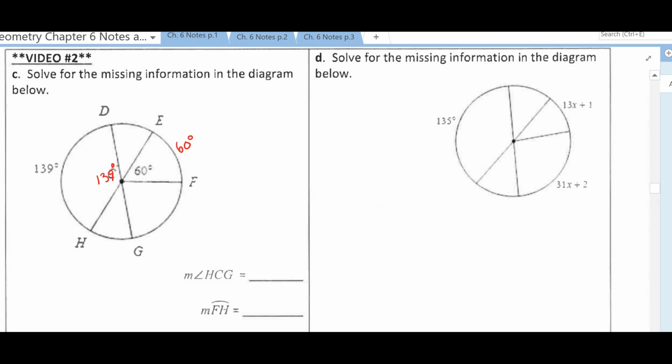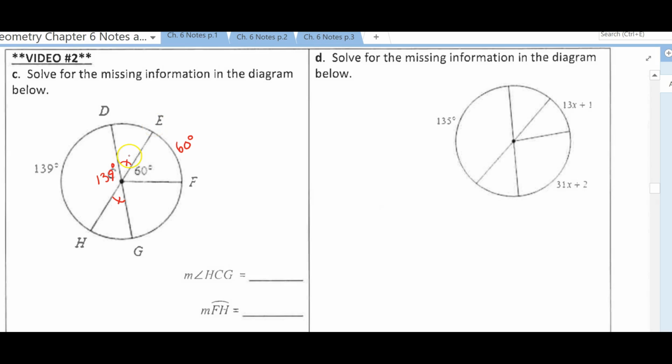And then I notice some other things here. I've got some vertical angles here, so I know those are going to be congruent. And then these two angles form a linear pair, so they're going to add up to 180, so I can find the measure of angle HCG. I'll do that in a minute. And then whatever I find out for that, I know that will be the same as DCE.